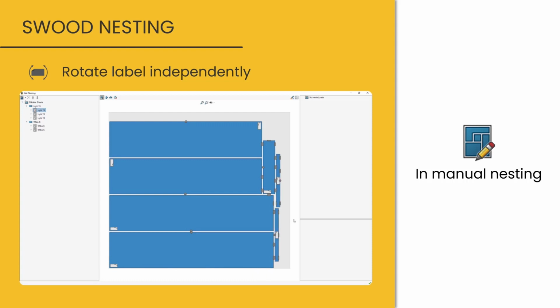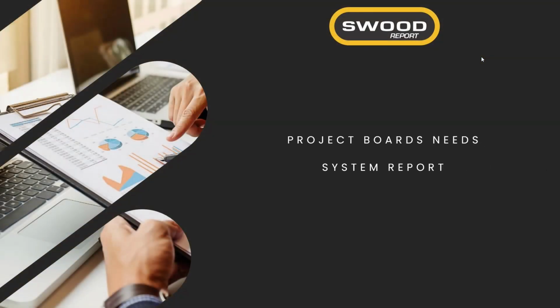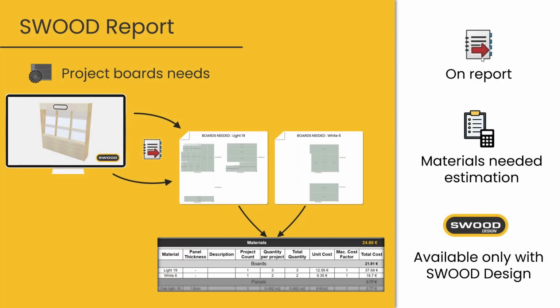Moving on to the report section, we will talk about 2 topics. The first one is the integration of the project boards needed to produce the projects, and then the introduction of the system reports. So regarding the project boards quantity, from the project, we run the SWOOD reports that give us the quantity of board needed for each material, and for all the panels that we choose not to include in this process, we still output the quantity in surface, volume, linear, or unitary.